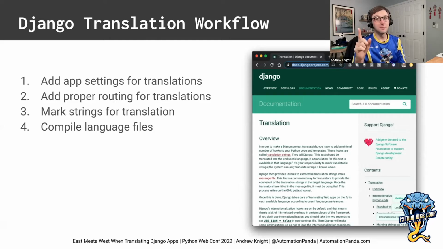Third, and this is the big one, you need to go through all of your text and mark all the strings that appear visibly for translation. And fourth and finally, mostly a workflow thing, you need to compile your language files so that Django knows exactly what the mappings of words to words are. I'm going to walk you through all these steps today.